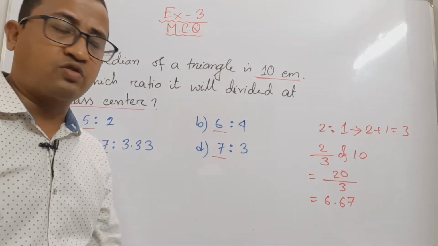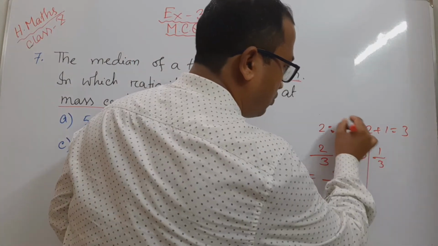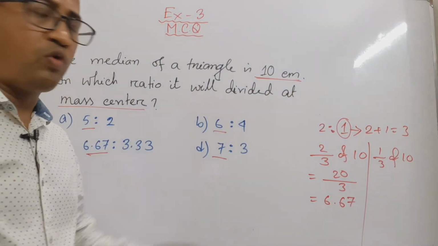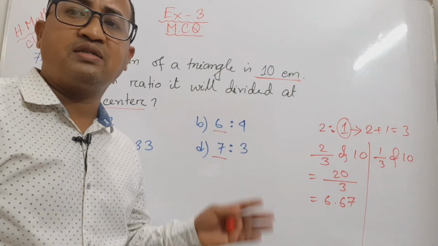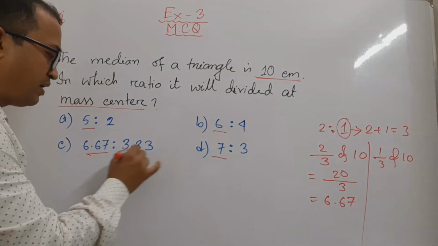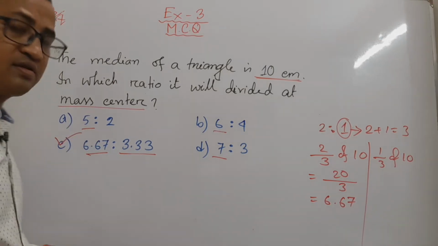No need to find out the latter one, but similarly you can find the next one, that is 1/3 of 10 cm. What is 1/3 of 10 cm? That is 10 divided by 3. If you divide 10 by 3, you will get 3.33. So option C is our correct answer.